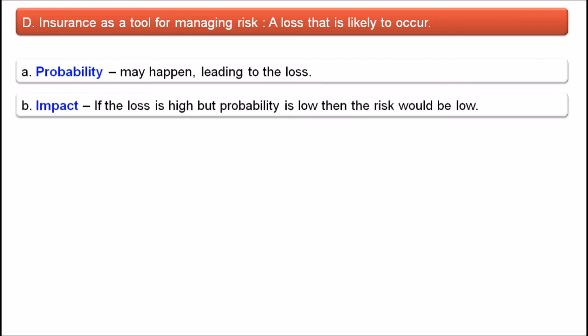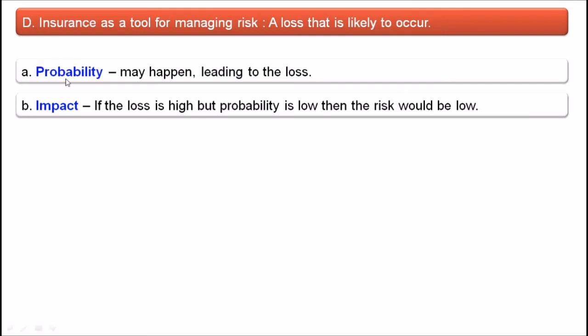And impact, if the loss is high but the probability is low. For example, a building, friends. If something happens, the loss is very high, but the probability of loss is very little. That is why the premium will be low, right? The risk would be low. Insurance will be given to your house, but the loss is very high while the probability is very low.